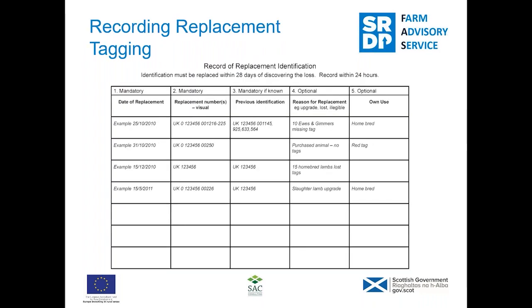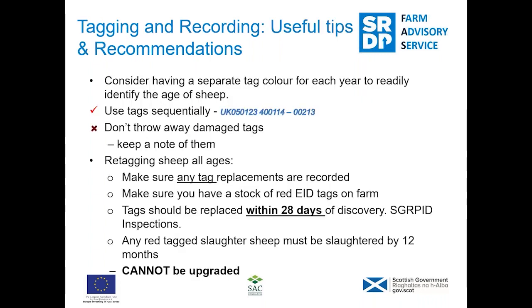Again, you've also got a different section for record of replacement identification, which I also trust that keepers are failing to maintain an accurate record of replacements, and they're not recording sufficient information or recording information at all when they retag sheep, which falls into the category of farmers having no replacement tag record at all, or partial or incomplete records. So some useful tips and recommendations.